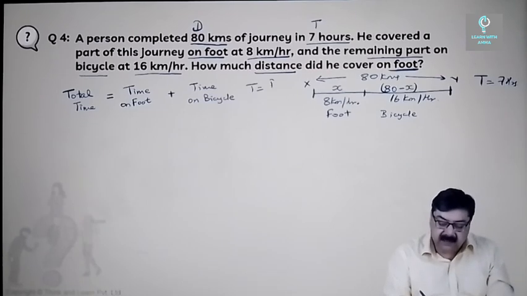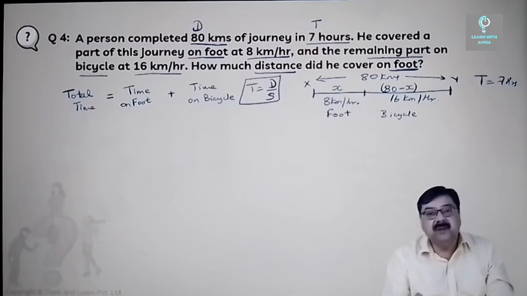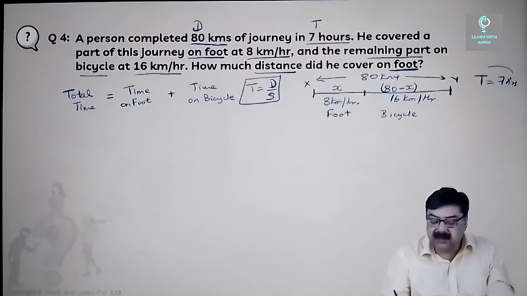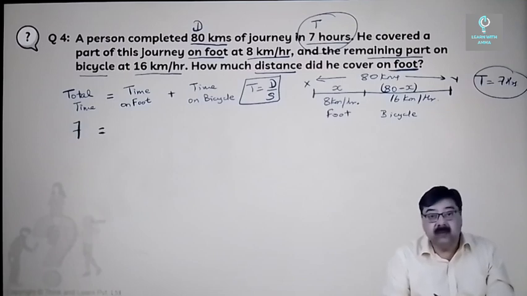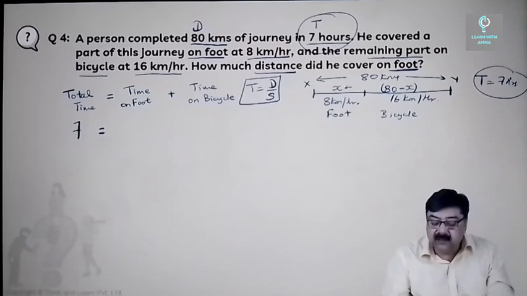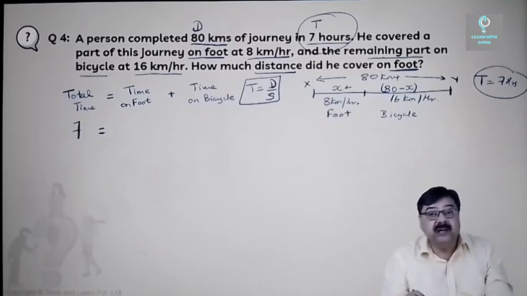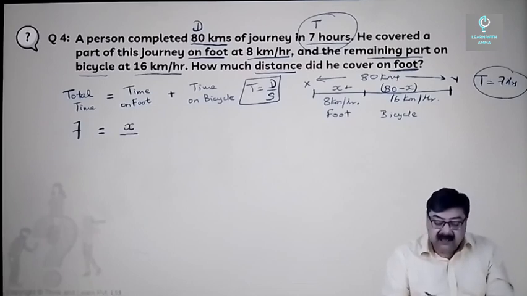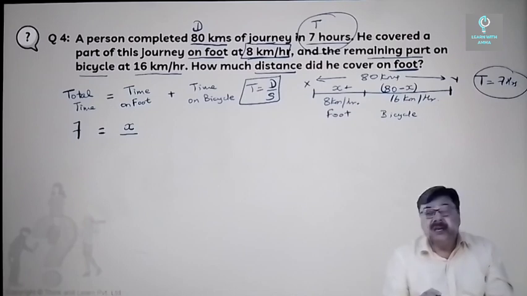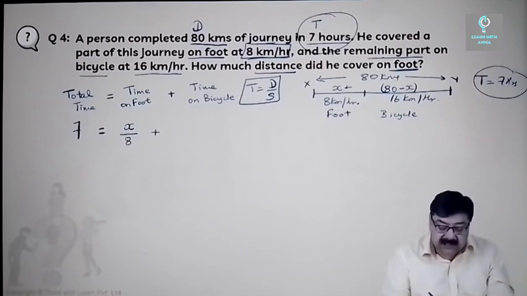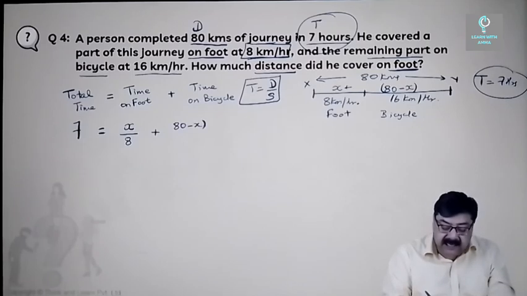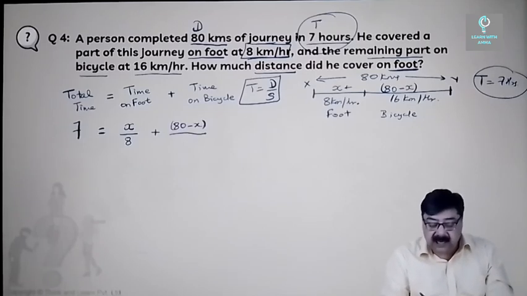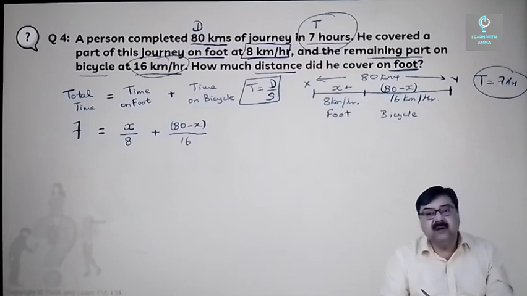Now we know time is nothing but distance by speed. So let us employ this formula. So total time taken here is given to us as 7 hours. Now that is equal to time taken to cover a distance on foot. How much distance is being covered? Well, that is what we need to find out, which we have already assumed as X kilometers. So this is X by speed on foot. He covers a distance of X kilometers at 8 kilometers per hour plus the remaining distance 80 minus X kilometers is covered at the speed of 16 km per hour.